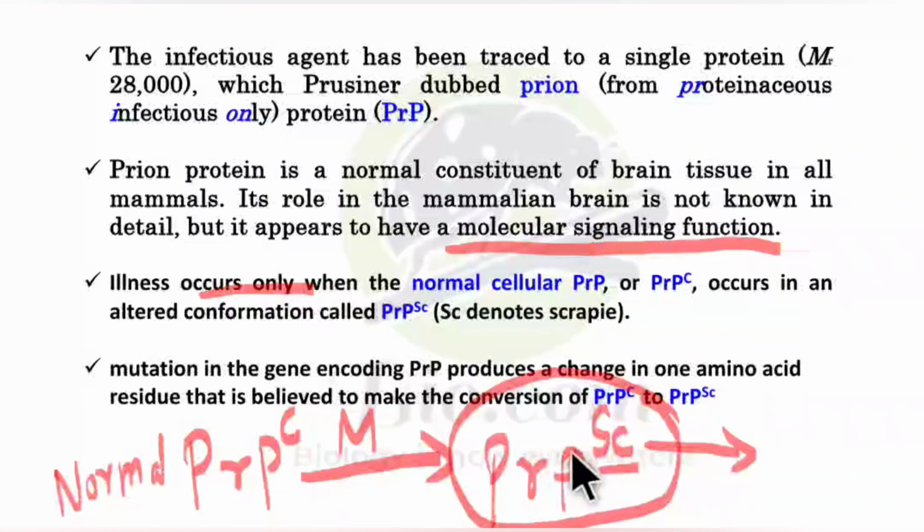So how is it converted into this? This is through the mutation of the gene encoding PRP, which produces a change in the amino acid residue that is believed to make the conversion of this PRPC into PRPSC. So this is all about the prion.